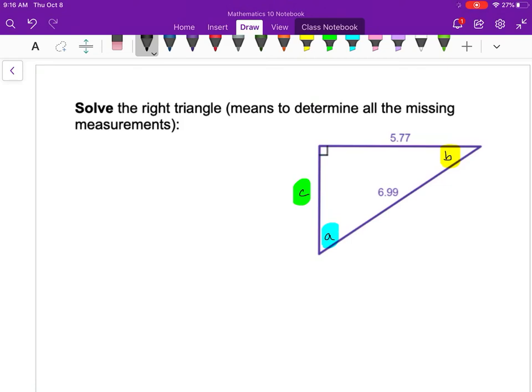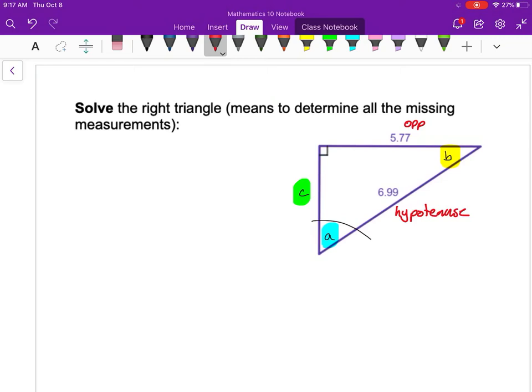There are always countless ways of doing this. I can start with any of these. I'm going to start with finding angle A, because A is the first letter in the alphabet, but I can do anything I want. So to find A, from that angle, what do I have here? Well, from that angle, I can see 6.99 is the hypotenuse, since the hypotenuse is across from the right angle. So I know 6.99, almost 7, is the hypotenuse. From angle A, 5.77 is opposite. It's adjacent to angle B, but right now I'm trying to find angle A.